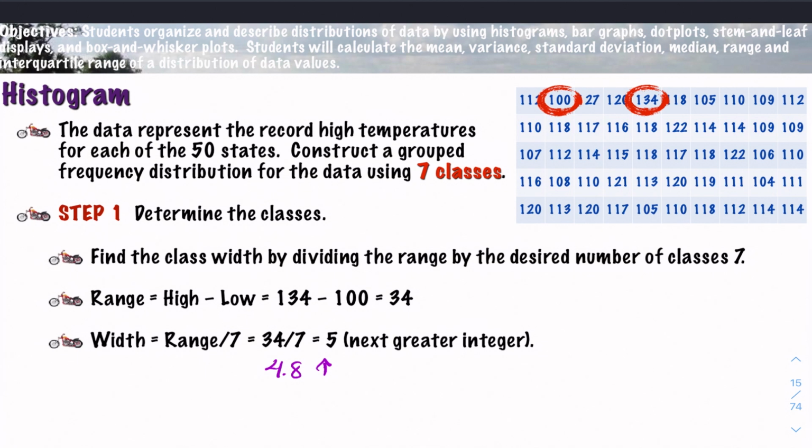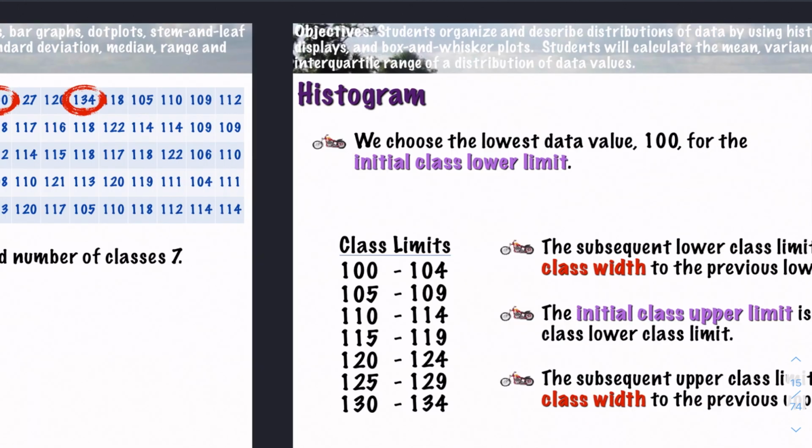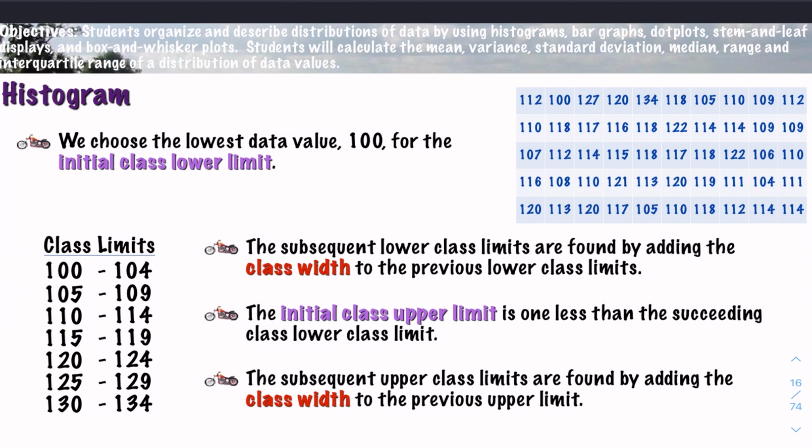So now that we have the class size of 5, next we choose the lowest data value, which is 100, for our initial class limits. So we are looking for all of the values to include for our 7 classes. So we would have 100 to 104. That's 5 temperatures. Then 105 to 109, and then 110 to 114, 115 to 119, 120 to 124, and so on and so on.